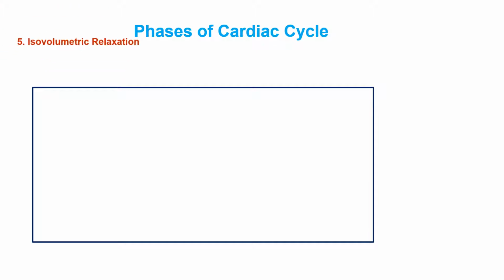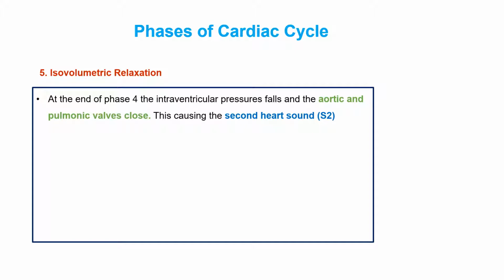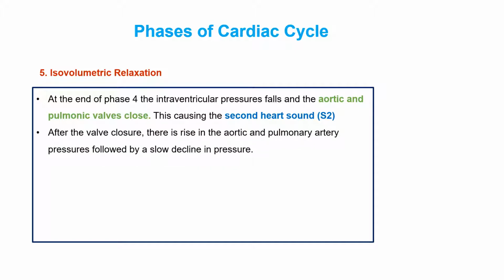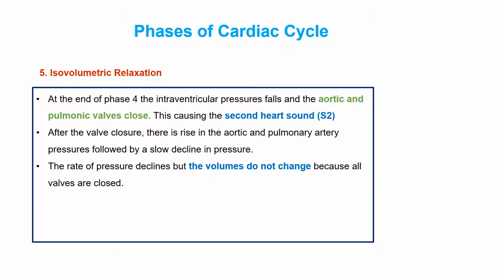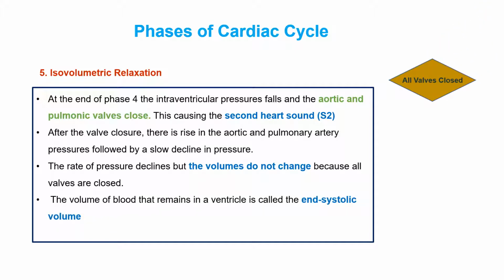The next phase is isovolumetric relaxation. At the end of phase 4, the intraventricular pressure falls and the aortic and pulmonary valves close. This causes the second heart sound S2. After the closure of valve, there is a rise in aortic and pulmonary artery pressure followed by a small decline. The pressure decreases but the volume does not change because all valves are closed. The volume of the blood that remains in the ventricles is called end systolic volume. The left atrial pressure continues to rise due to the venous return.